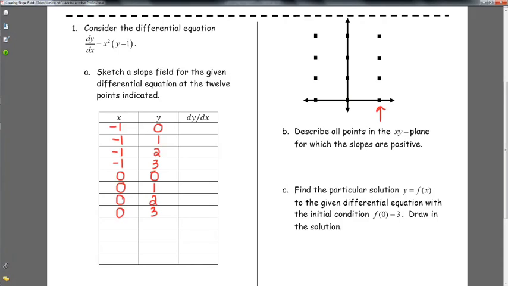Finally, I'm going to where x is equal to 1. So if x is equal to 1, y is equal to 0; x is equal to 1, y equals 1; x is equal to 1, y is equal to 2; x is equal to 1, y is equal to 3. Again, these are the list of all these points. These little dots represent all these coordinates.